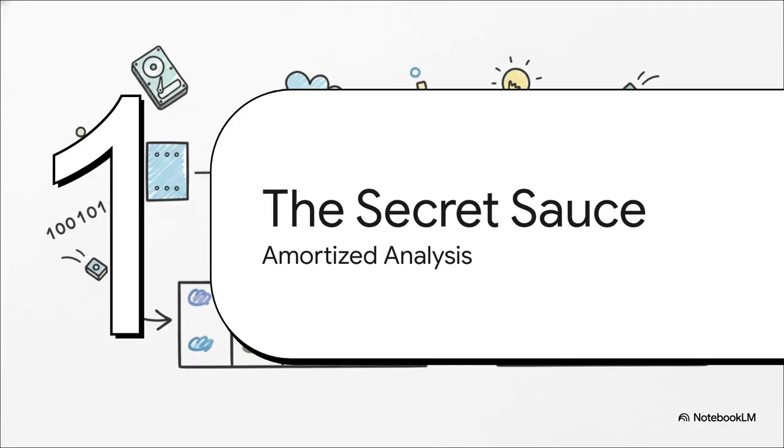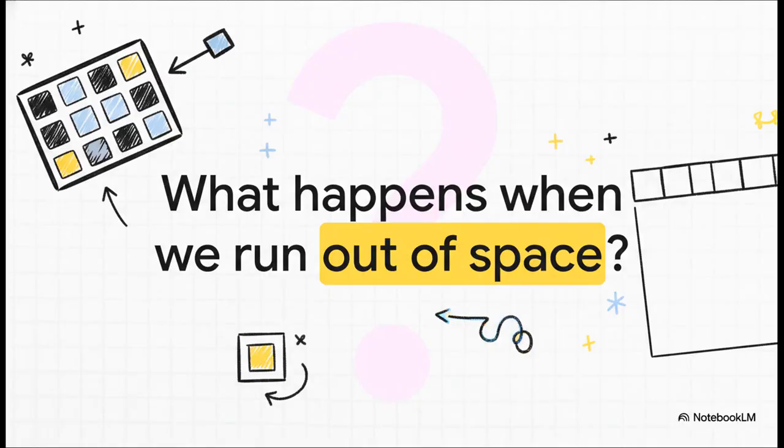But this brings up the million-dollar question, doesn't it? That extra space is great, but it's not infinite. What happens when we finally run out? This, my friends, is where the real genius, the secret sauce of the dynamic array, comes into play. So we've filled up all our empty slots. Are we back to square one?